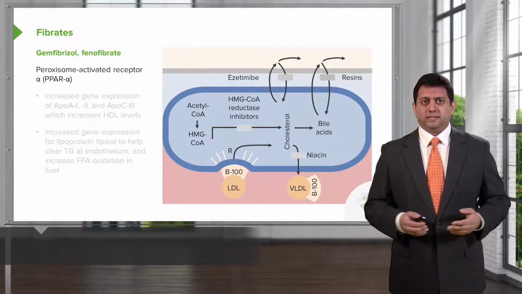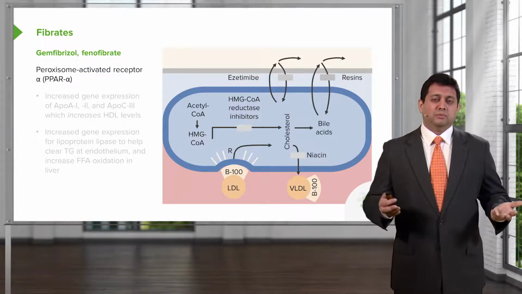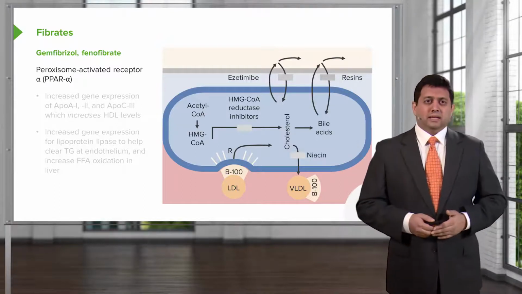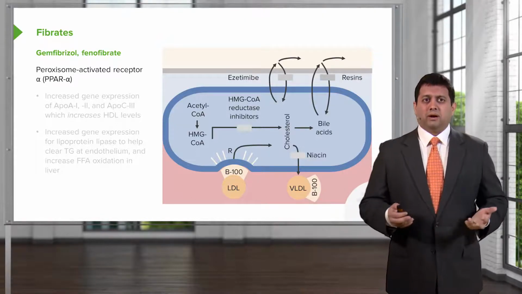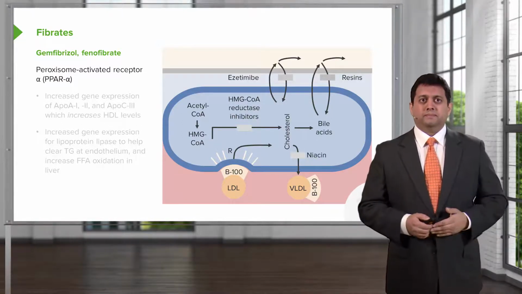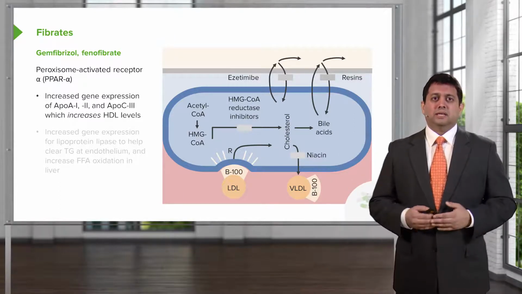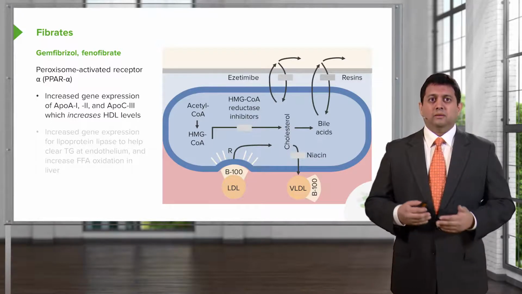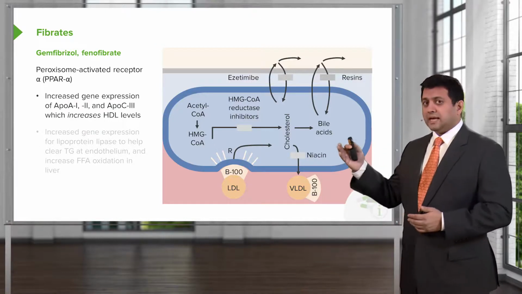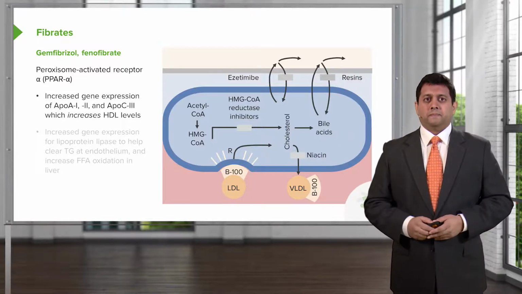Let's talk about fibrates. Fibrates are commonly gemfibrozil and fenofibrate. These are the two most common. There are some others that are out on the market, but you should know these two. Now there's a molecule called PPAR alpha, peroxisome proliferator-activated receptor, the alpha type. Now, PPAR alpha has a couple of jobs. It increases gene expression of ApoA1, 2, and ApoC3. And these molecules, these apoproteins, are responsible for increasing HDL levels in the blood.